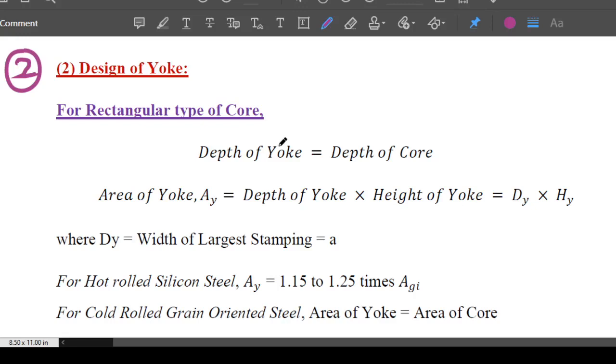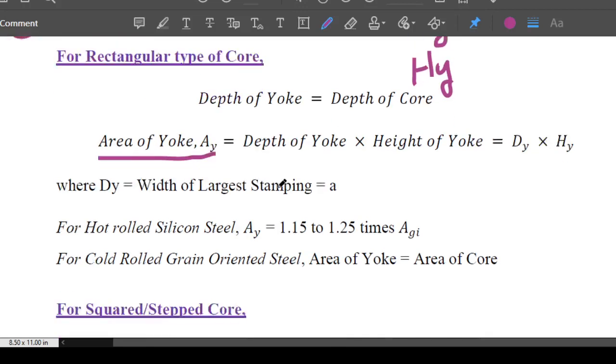So similarly, in our transformer also, we will be more concerned with finding out the height and depth of each part. Now, if you take a yoke separately, we should know what is the depth of the yoke and what is the height of the yoke. I am denoting the depth as dy, and the height of the yoke as hy. You all know that depth into height is nothing but the area of the yoke, Ay.